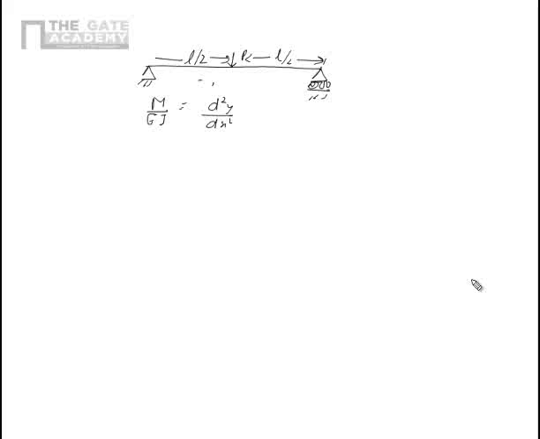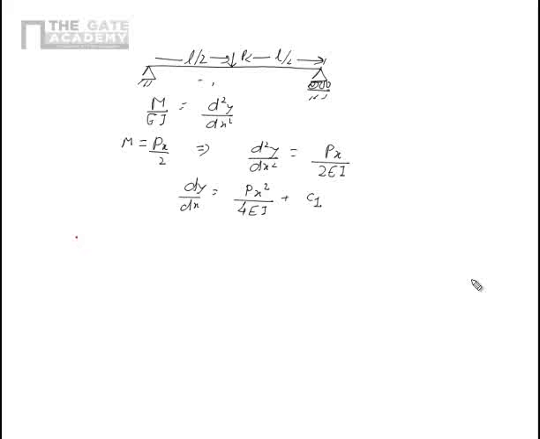Now for this case, we know that the moment is Px by 2. So I get d square y by dx square is equal to Px by EI. I integrate this once, I get dy by dx is equal to Px square by 4EI plus C1.